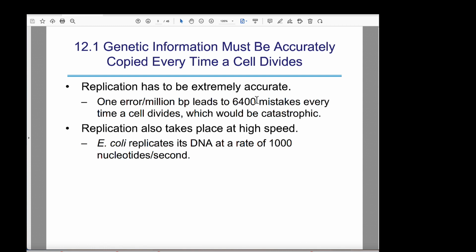I want you to keep in the back of your mind, if this is the case, then how are these errors repaired, or why do they not show up all the time in every cell that is potentially containing these errors? One of the contributing factors to these genetic mutations is that replication is occurring at a fast rate, so it's inevitable that you're going to have mistakes incorporated into the growing DNA. It's occurring at about 1,000 nucleotides per second. Okay, 1,000 nucleotides per second.